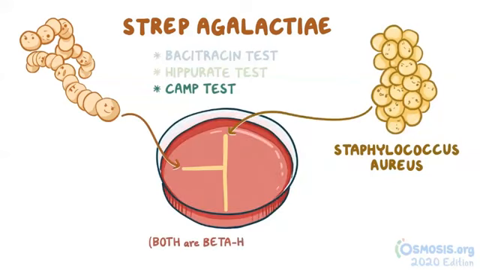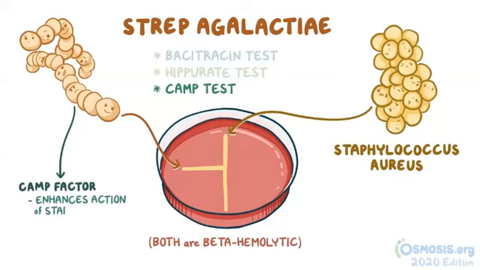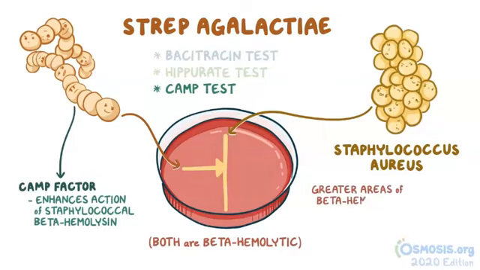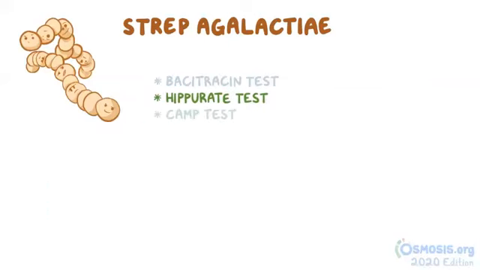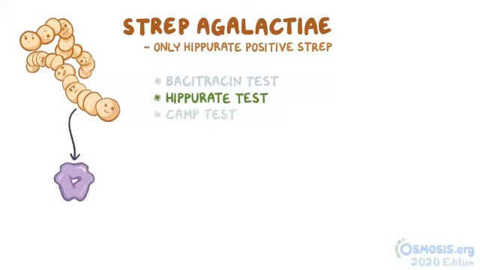Both these bacteria are beta hemolytic, but Strep agalactiae makes a substance called CAMP factor, which enhances the action of staphylococcal beta hemolysin. This results in greater areas of beta hemolysis where these colonies cross each other on the blood agar plate. Finally, the hippurate test is based on the fact that Strep agalactiae is the only hippurate positive strep, because it produces an enzyme called hippuricase or hippurate hydrolase.